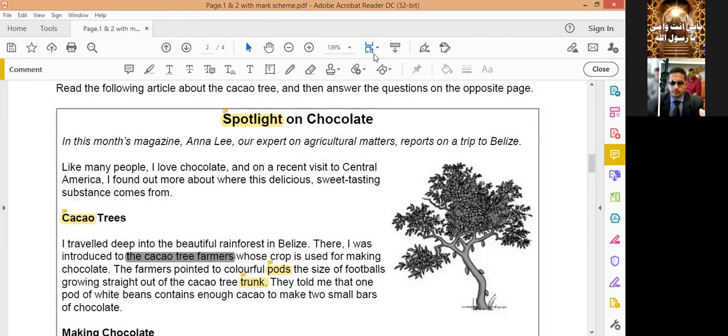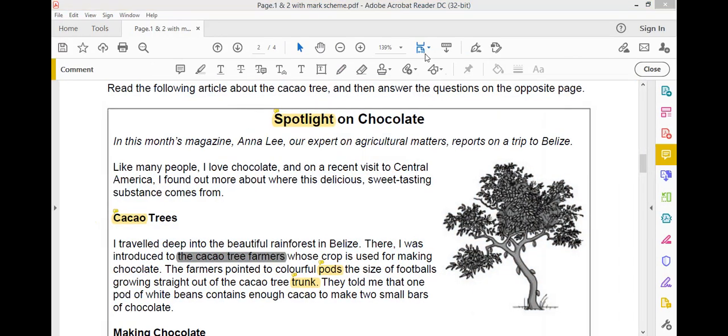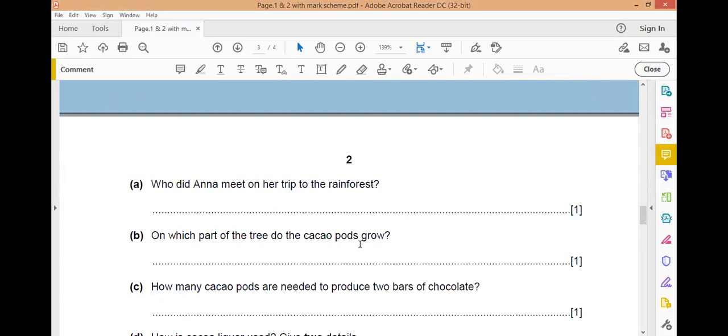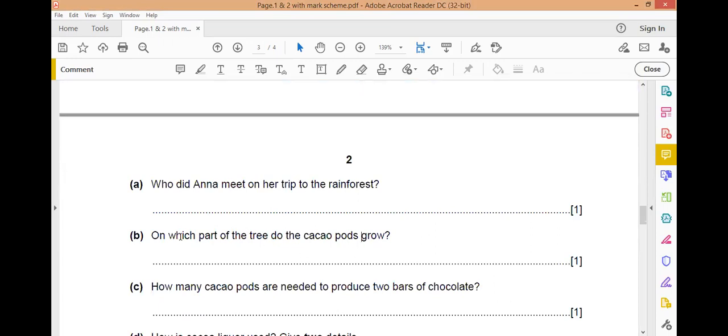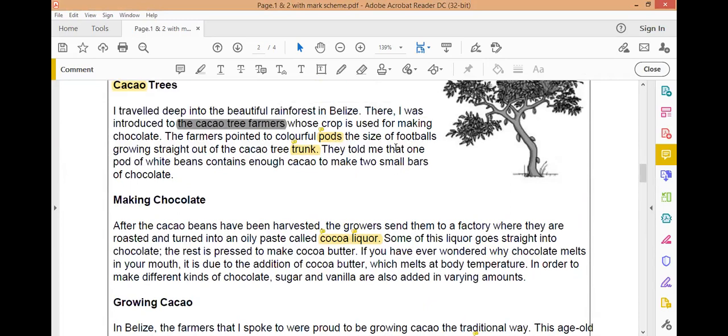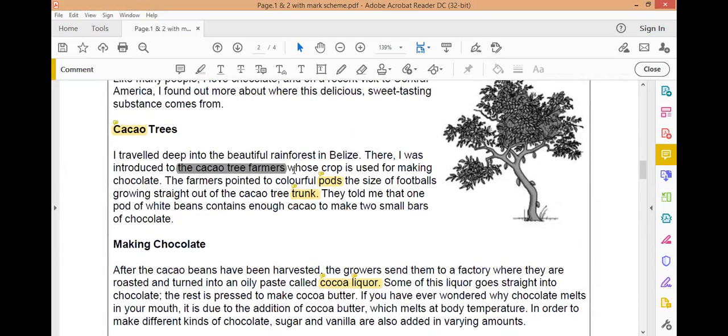Question B, yes, Omar? Number B: on which part of the tree do the cacao buds grow? Complete reading from the point that Moaz stopped.